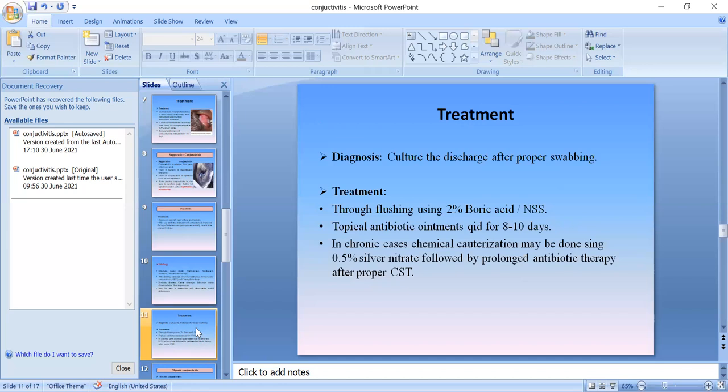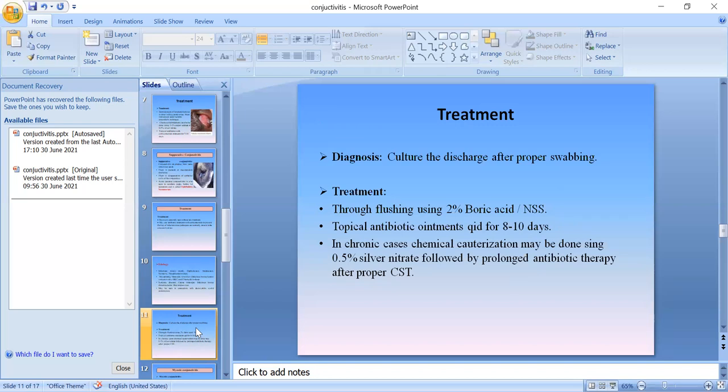Use 2% boric acid, or nowadays you can flush with saline, to clear the eye before treatment. Then you can give a topical antibiotic ointment or drop 3 to 4 times for 8 to 10 days.